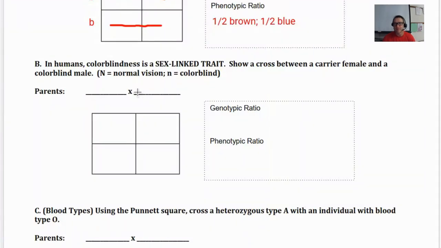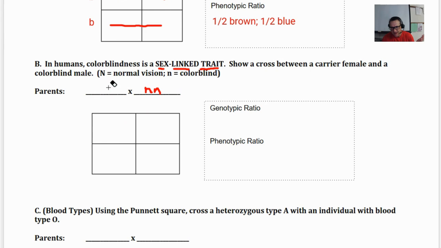All right, letter B. This one's going to be a little different because look, in all caps, it says color blindness is a sex-linked trait. That means these alleles are located on the sex chromosomes, the X chromosome. So females have 2 X chromosomes, males have 1. So it says show a cross between a carrier female and a colorblind male. So a lot of you are going to do this. Carrier female, you're going to go just N, little n. Colorblind male, little n. And that makes it really easy for me to grade because I'll just go like this. That's wrong. This is what you want to do if you want to get points.